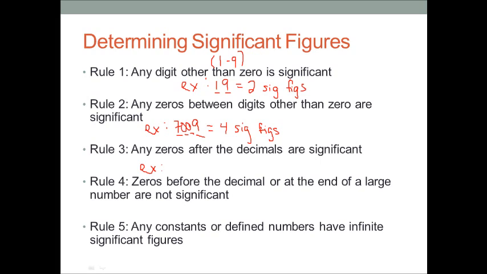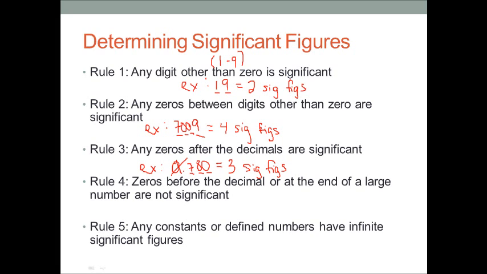Rule 3 says that any 0 after the decimal are significant. So if we have a number such as 0.780, 7 and 8 here are both significant. This 0 on the very end is also significant because it follows the decimal, and the other part of this is that it follows a non-zero number, meaning that it follows a number 1 through 9. We're not worried about this number up front. We'll talk about that next. So this number, 0.780, has 3 sig figs.